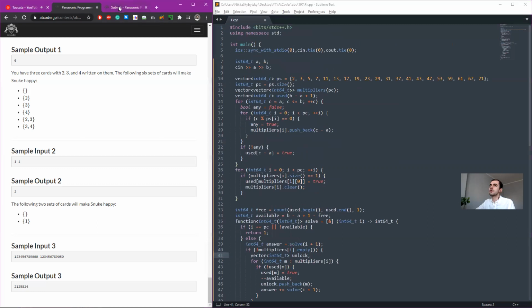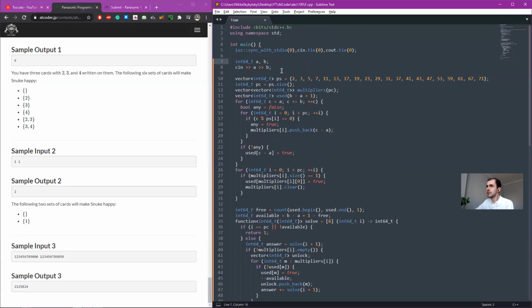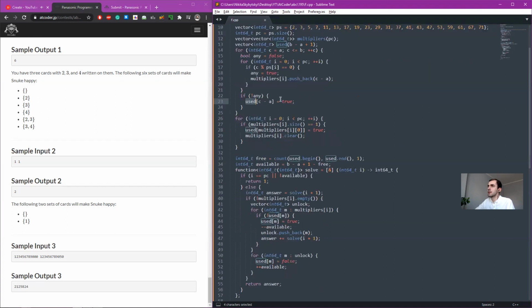Now let's look through one more time. I have 10 minutes left. We have prime numbers, and we know how many of them there are. We would like to know which numbers are divisible by which primes. To create multipliers, we would also like to know which numbers are used. I'm going to create this array. For all numbers, if it's divisible by anything, I'm going to push that to the corresponding multipliers. If it's not divisible by anything, then we're going to use it. And used means that we can either take it or not take it.